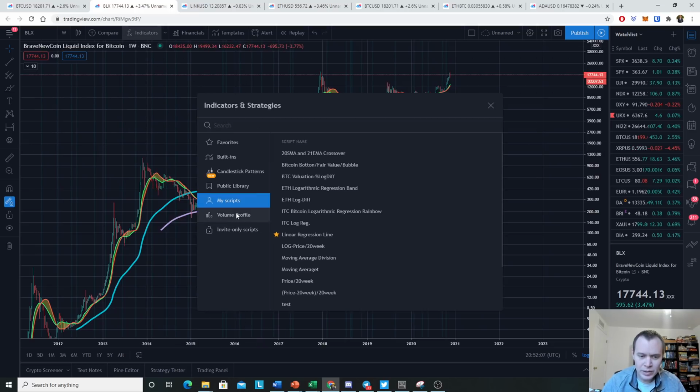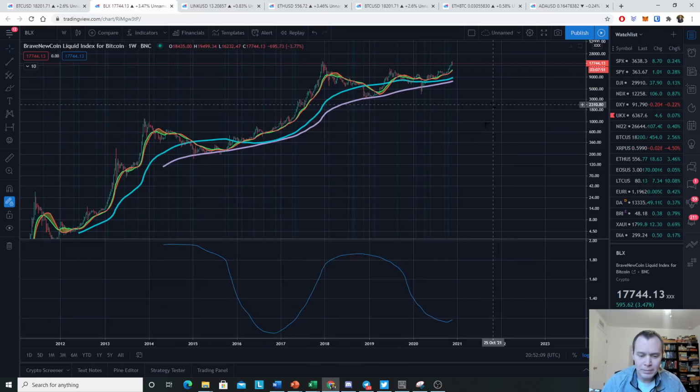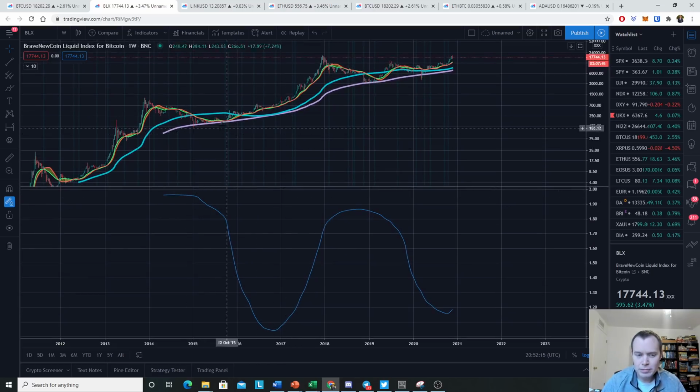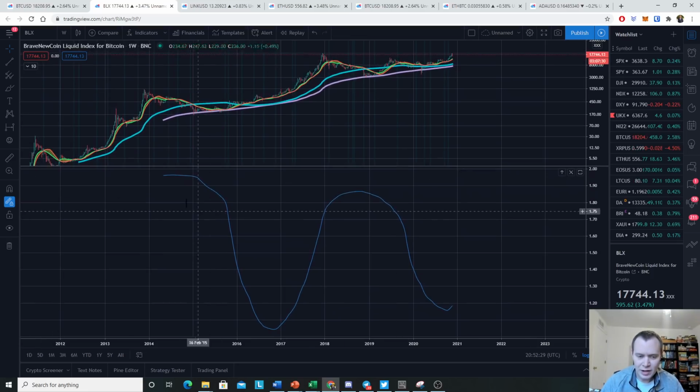So what we want to do is put on basically the division of these two moving averages. This script here is simply the 100-week moving average divided by the 200-week moving average of the price of Bitcoin. So that's all we're looking at. We're looking at the 100-week moving average divided by the 200-week. And you can see a pretty nice wave here, essentially, oscillating.